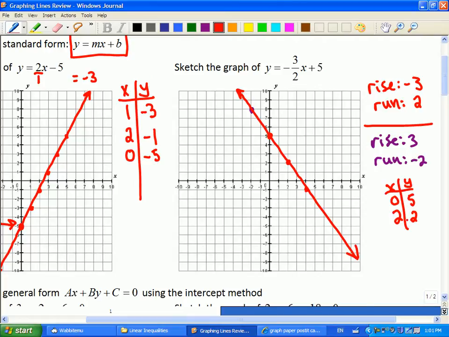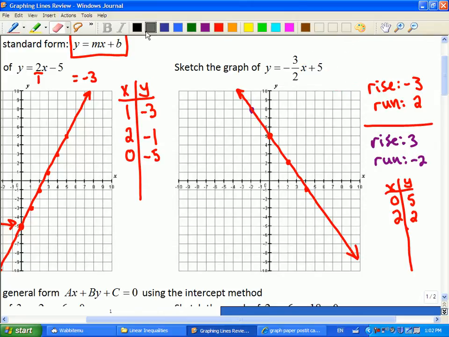Okay, can anybody tell me what would be another good point to pick? 4 would be another good point to pick. There's nothing wrong with picking 3. You're just going to have a fraction if you pick 3. Because if I put 3 into here, it would be negative 3 halves times 3 plus 5. So I'd get negative 9 halves plus 5. And now you have fractions to deal with, which is fine. But just realize that if you pick a little more strategically, you can avoid them.